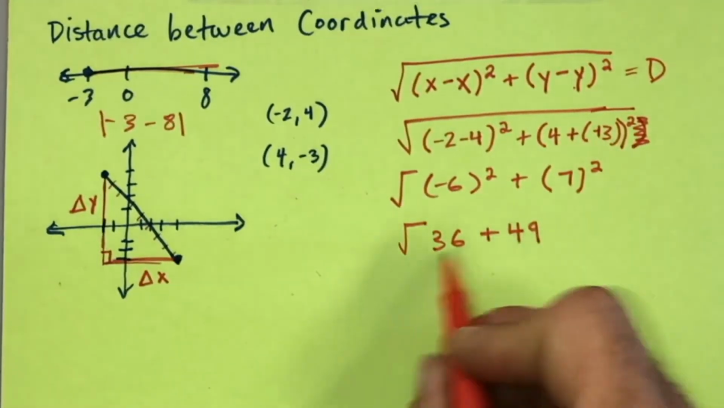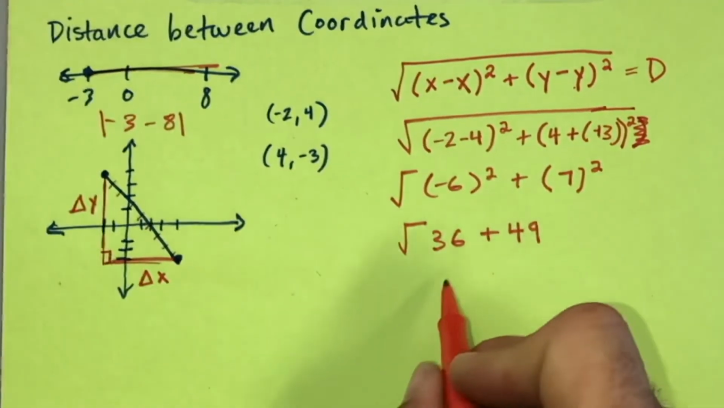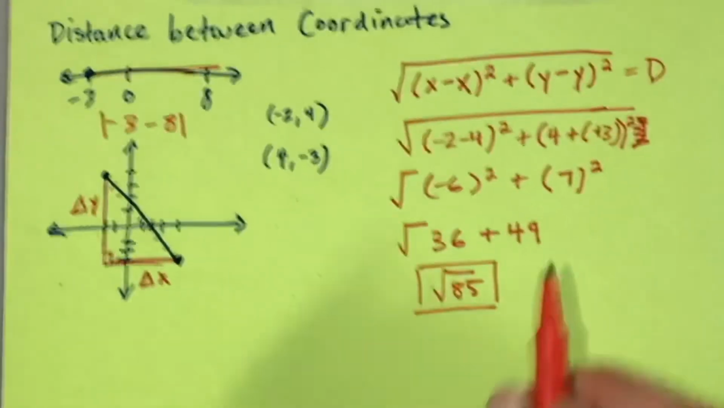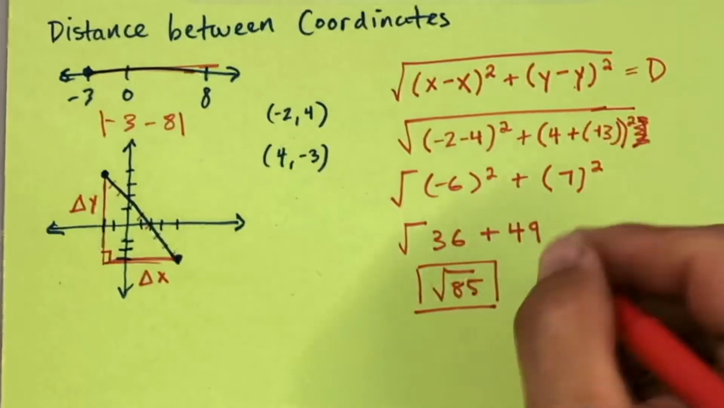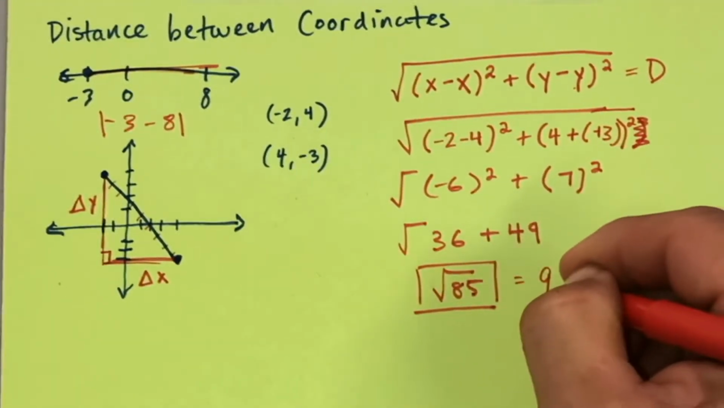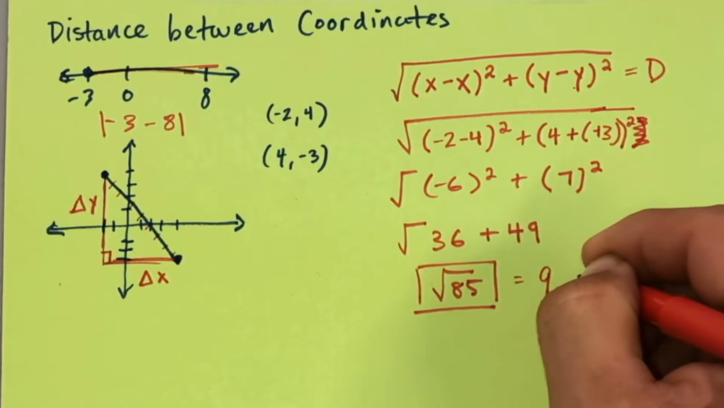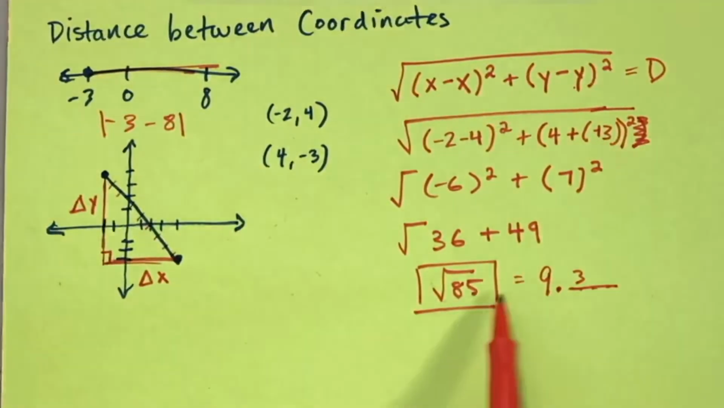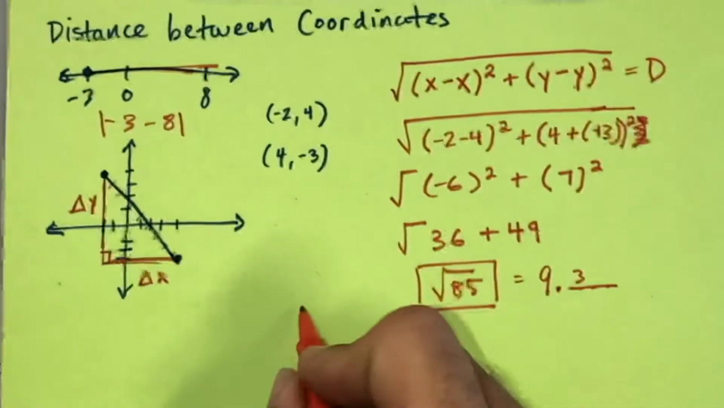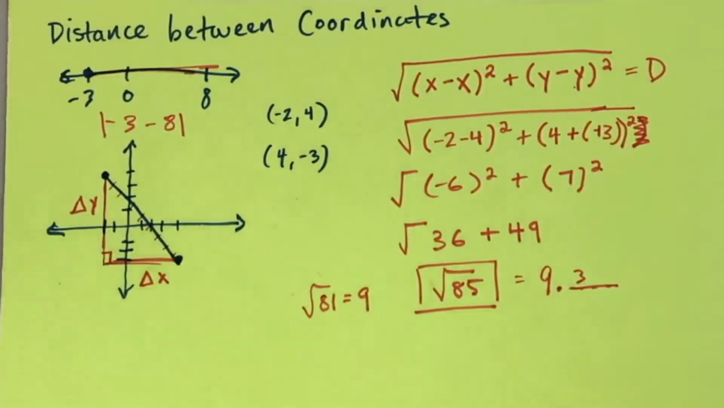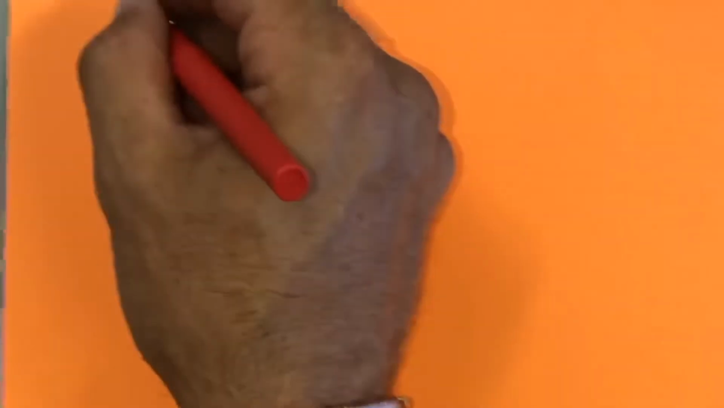30 plus 40 is 70, 6 plus 9 is 15. So it's some version of 85, right? This would be your answer, whatever the square root of 85 would be. And if you put out a calculator, probably maybe 9.3, but 9 point some decimal here, because square root of 81 is 9.